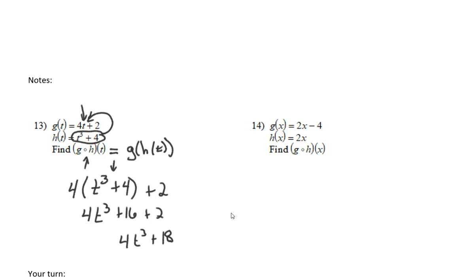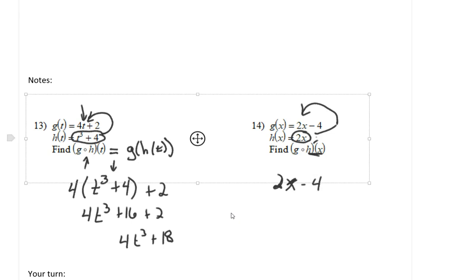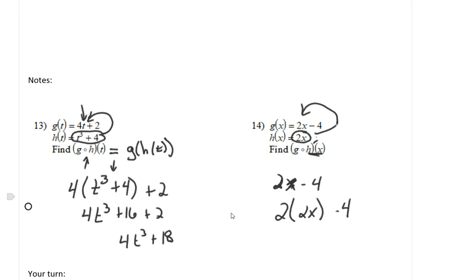Always start on the right and work your way backwards. So this is saying take the h function, that's this part, h of x, plug it in to that, right? Plug it in right there. So instead of 2x minus 4, I'm going to take the x out, and I'm going to get 2 times the 2x minus the 4. So that gives me 4x minus 4. And that's your final answer for that one.